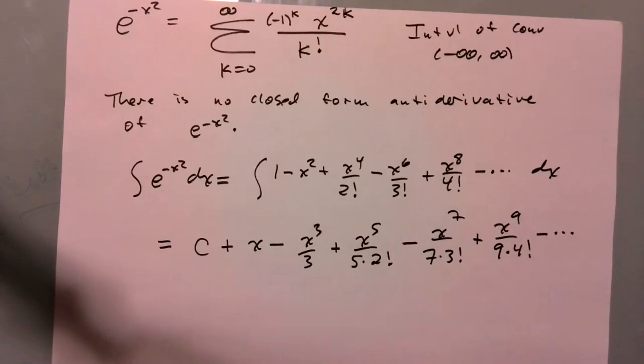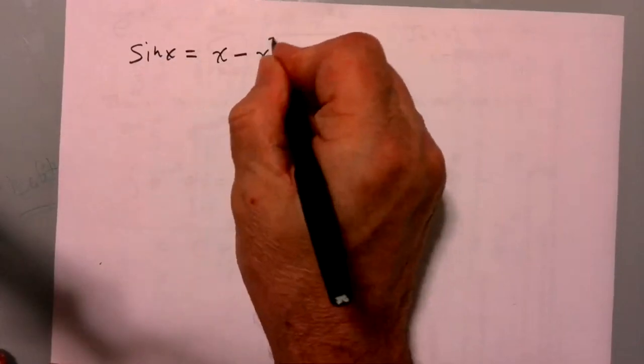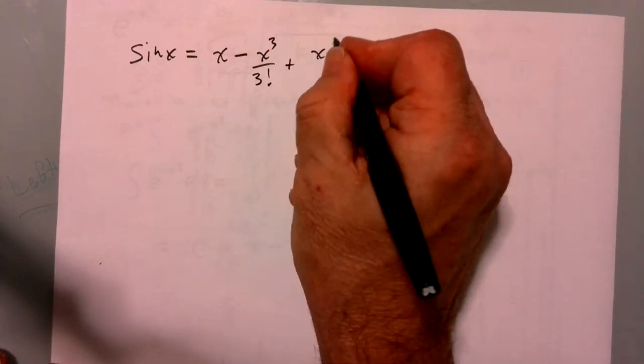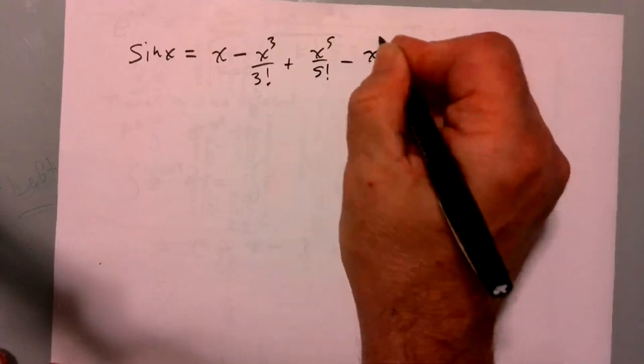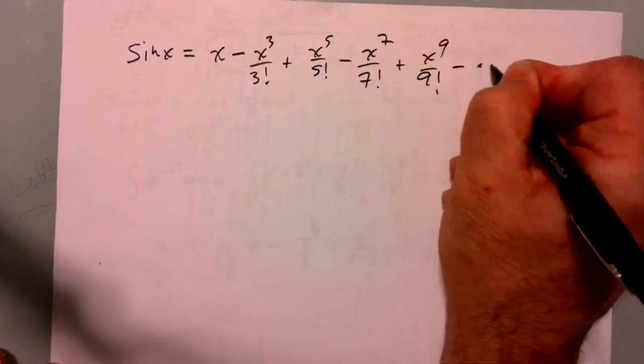So we've looked at the Taylor series for e to the x. We developed the Taylor series for cosine x. So another one of our favorites is the Taylor series for sine x. Let me go ahead and give you that and see if you can construct the sigma notation. So here we go. Here is what sine x is. Sine x are odd powers. So it's x minus x cubed over 3 factorial plus x to the fifth over 5 factorial minus x to the seventh over 7 factorial plus x to the 9 over 9 factorial minus dot, dot, dot.